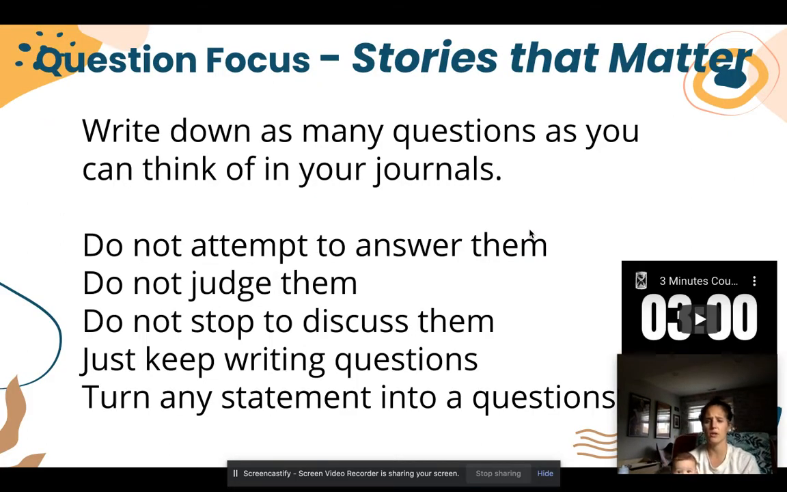So the topic that you're going to be generating questions for in 3 minutes, you'll hit the play button or use a timer on your phone, whatever you need to do, is the topic of stories that matter. You're going to write down as many questions as you can think of in your journals about stories that matter. That's your topic, okay? You're not going to attempt to answer them. You're not going to judge them. You're not going to stop to discuss them. You're just going to keep writing as many questions as you can for 3 minutes and turn any statements into questions.